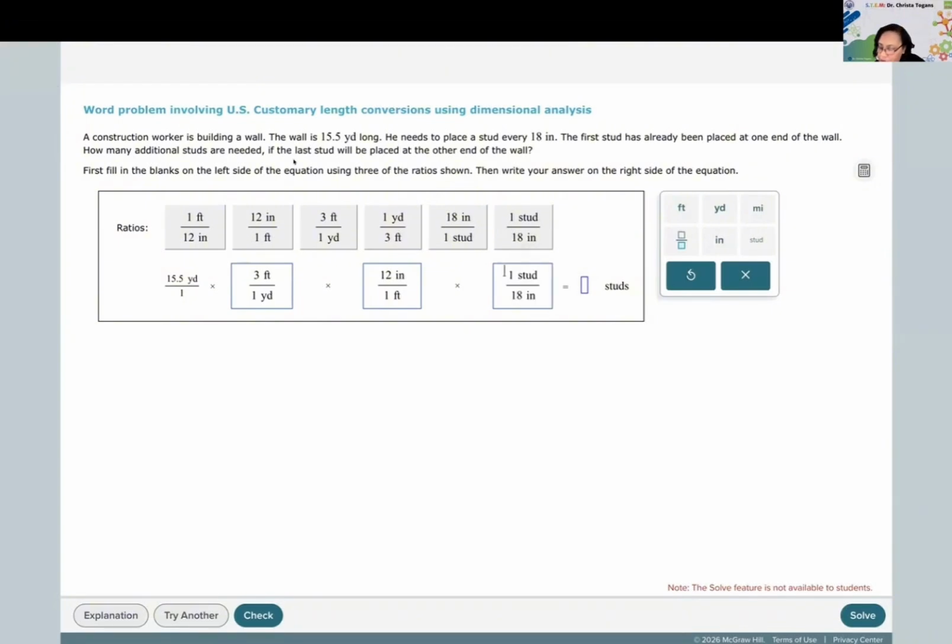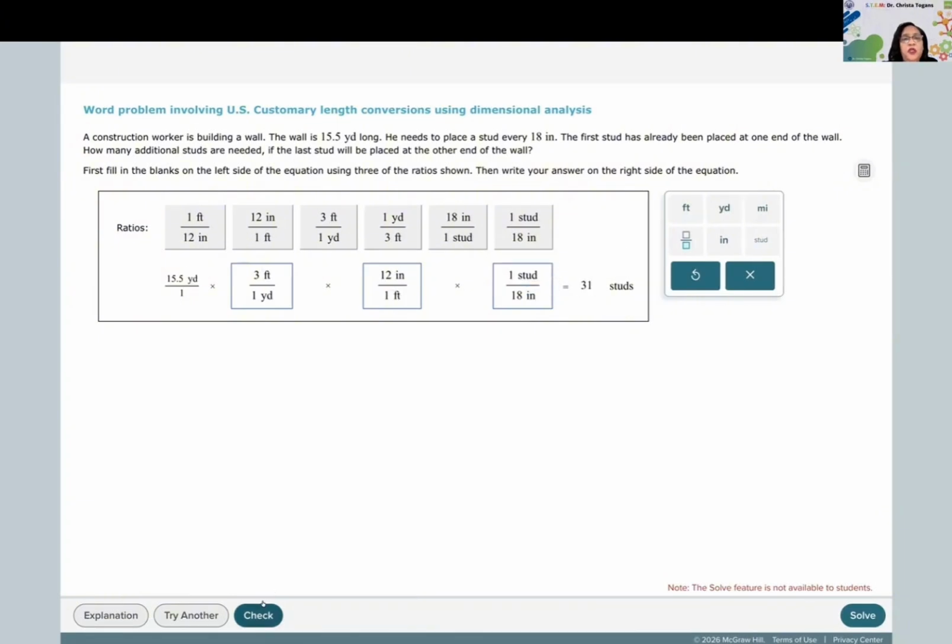All right, so the way that I do this is I have to cancel out the yards so I know what goes in the denominator. And then inches. So feet, then feet, and inches. And what's left is the studs. And I know that. All right, and so now I just multiply the numbers and then divide by 18. So 15.5 times 3 times 12 divided by 18 is 31.